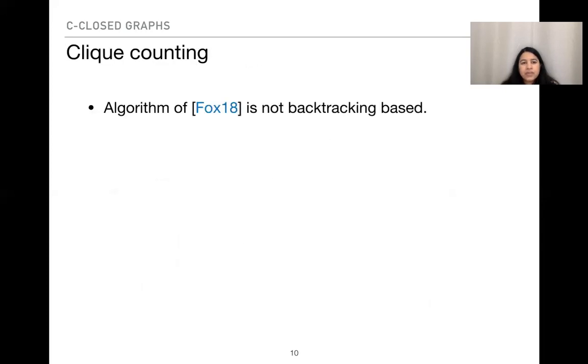We also give a very simple backtracking-based algorithm for counting cliques, and we'll actually look at what this algorithm is. The algorithm of Fox et al. was not backtracking, and so in that sense, this new backtracking algorithm that we give provides new understanding of why we're able to do clique counting so efficiently in practice.